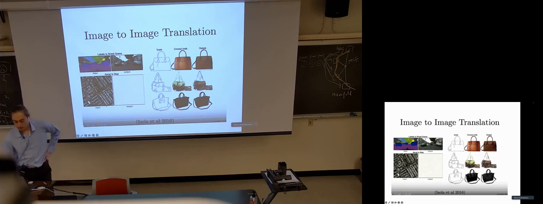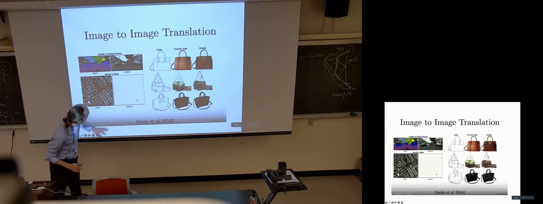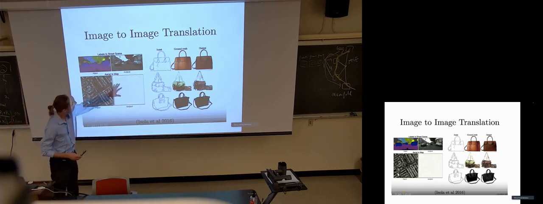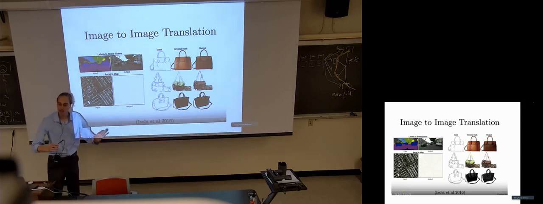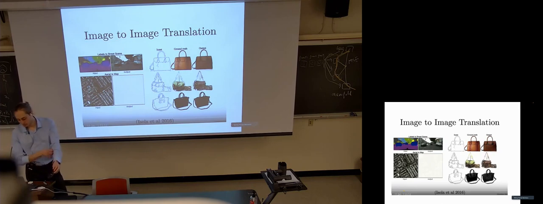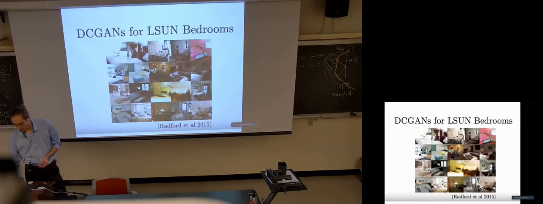Or you can go from satellite images to, you cannot see, but in general, I know this paper, it was basically Google Maps. You have a satellite image, and you can generate the Google Maps street view type of image.